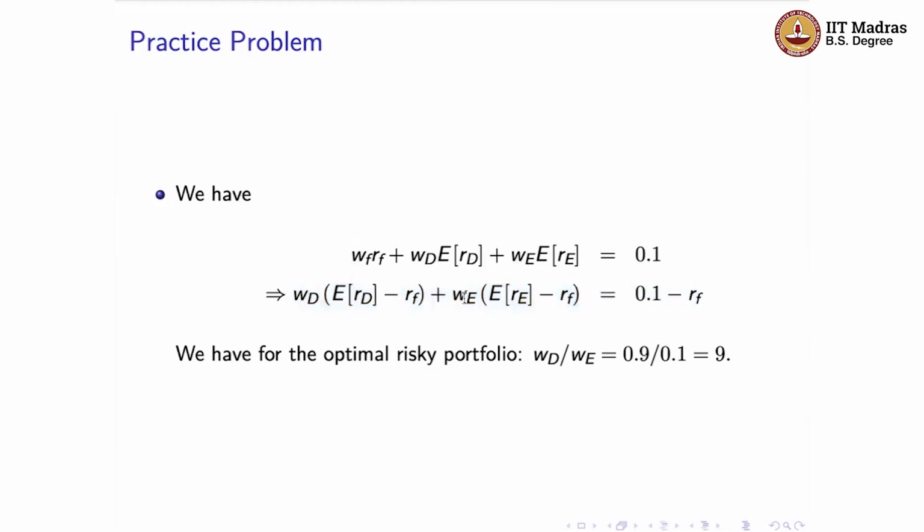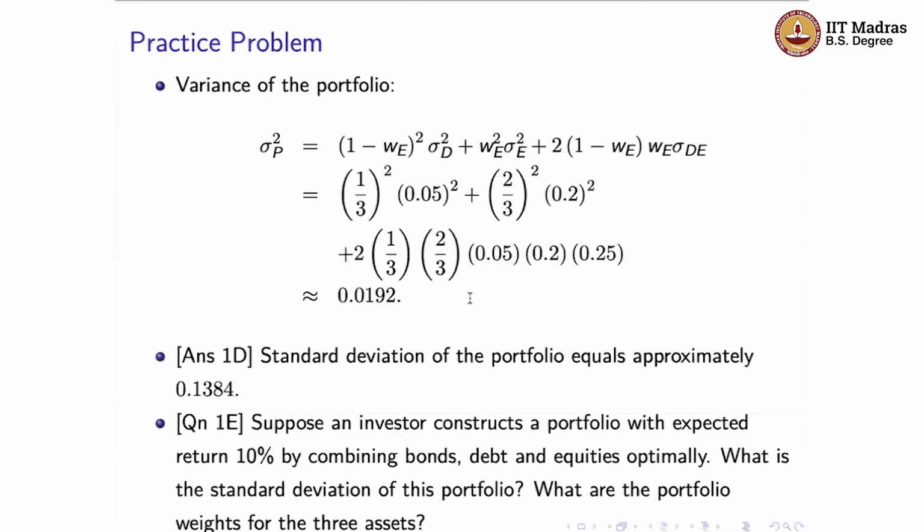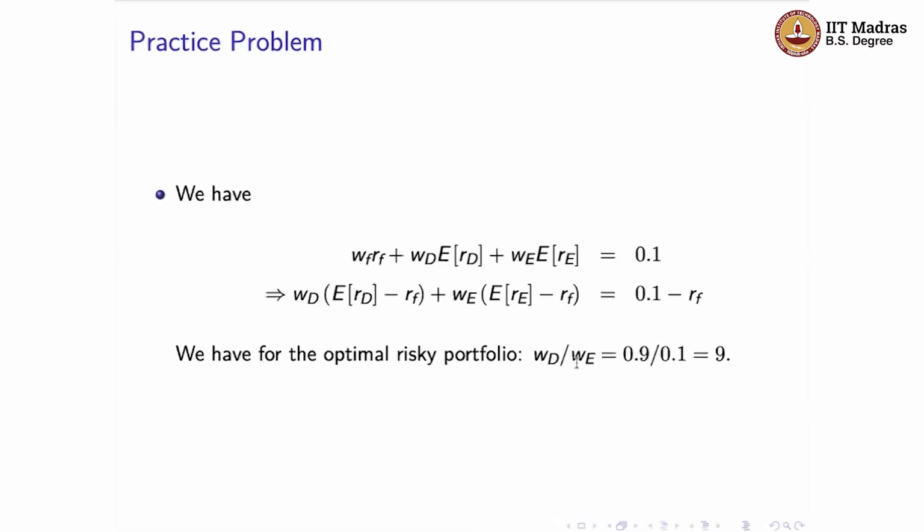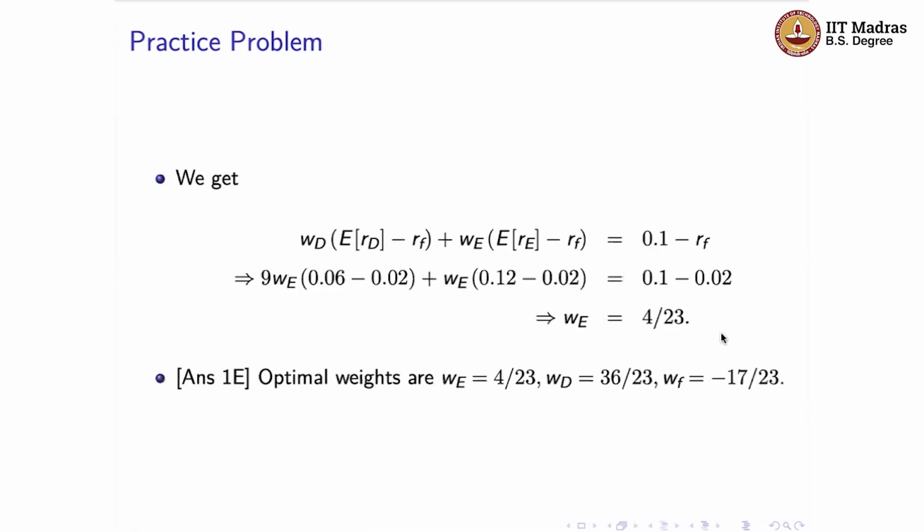Well, we know that since this is being created optimally, the ratio of WD and WE has to be the same as the one that we had in the optimal risky portfolio. So we know that WD by WE has to be equal to 9. What that means is that we can replace this WD here by 9 times WE, and so we end up getting this expression here, and we are also putting in all the parameter values of the different expected returns and the risk-free rate that we have. And now if you do the simplification, this is just a linear equation in WE, and you will end up getting that WE is equal to 4 by 23.